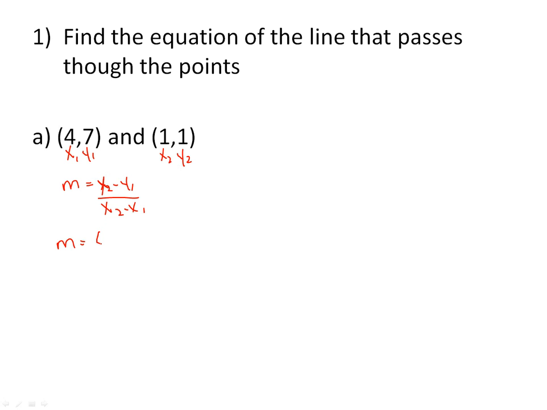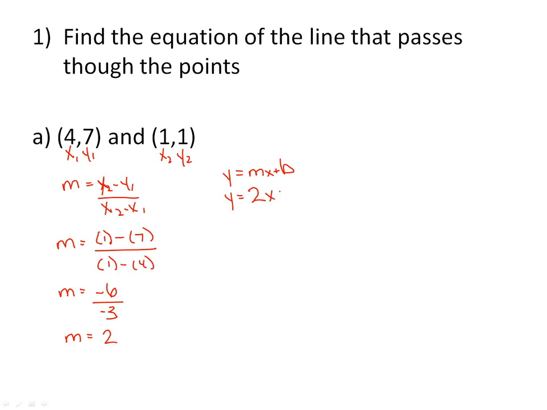So y2 is going to be 1 minus y1, which is 7, divided by x2, which is 1, minus x1, which is 4. 1 minus 7 is negative 6, divided by 1 minus 4, which is negative 3. I reduce this, and this becomes m equals 2. So now that I know my slope, I go back into my formula for the line, y equals mx plus b, and I fill in my value for m, which is 2. So y equals 2x plus b.